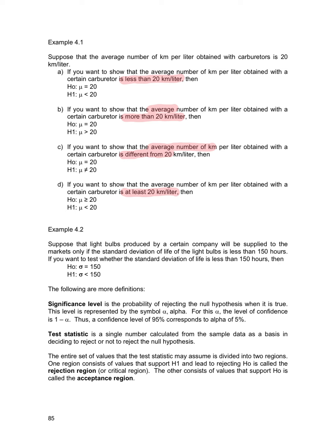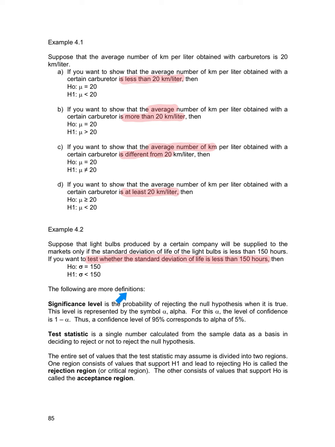Okay, so tengok statement lah. Dia nak test whether the standard deviation less than 150 hours. Okay, so dia nak test standard deviation. So kita buat statement regarding the standard deviation lah. Standard deviation equals to 150. Standard deviation less than 150.